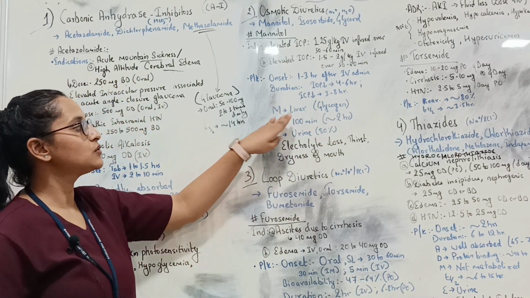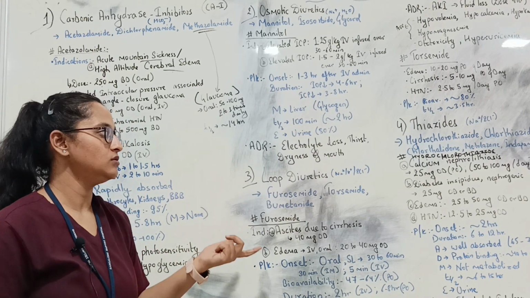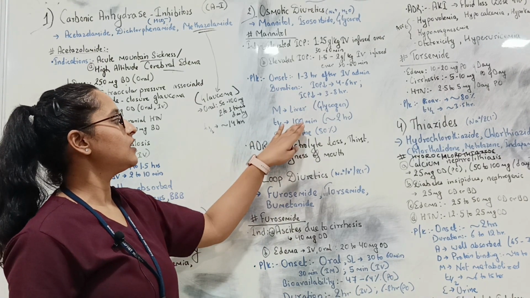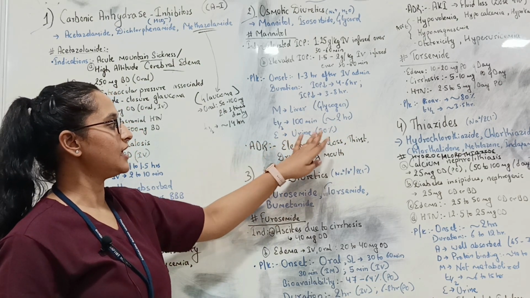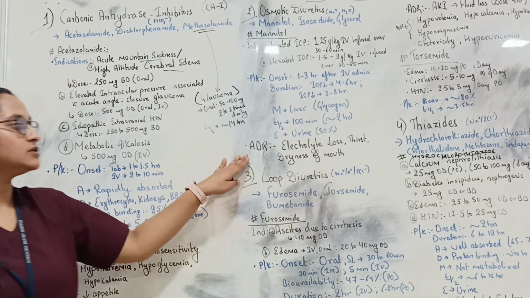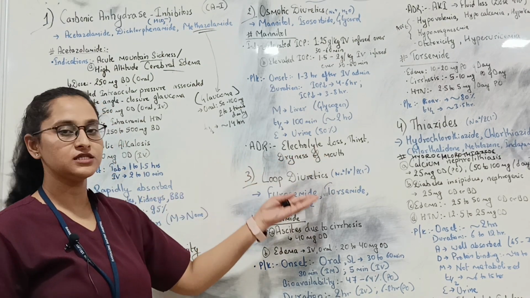Metabolism is through the liver, and glycogen is the metabolite. The mechanism of action is not known yet. The half-life is 100 minutes, approximately 2 hours. Excretion is through urine, 80%. The ADRs include electrolyte loss, thirst, and because of the thirst, dryness of mouth is seen.